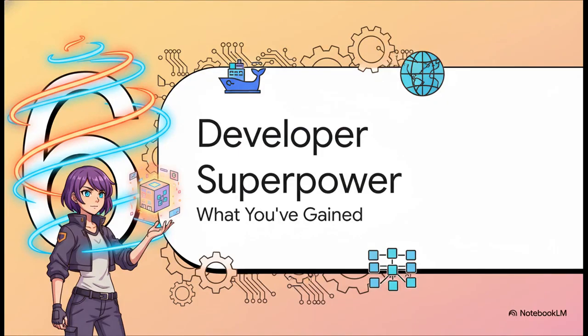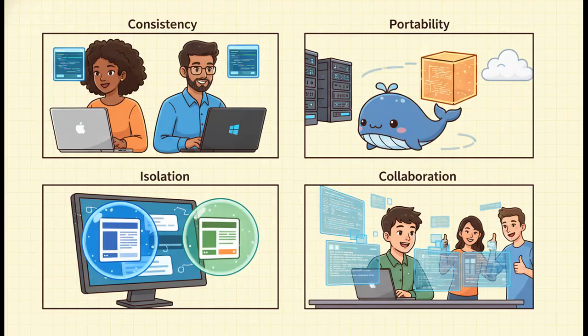So, by understanding this process, you've just unlocked one of the most fundamental skills for any modern developer. This is so much more than just a cool trick. I mean, really think about what you've gained. First, consistency. The works on my machine problem is just gone. Portability. You can run this on a Mac, a Windows PC, a cloud server, anywhere. Isolation. No more worrying that one project's dependencies will mess up another. And maybe the best one, collaboration is suddenly so easy. A new teammate can be up and running with a single command.